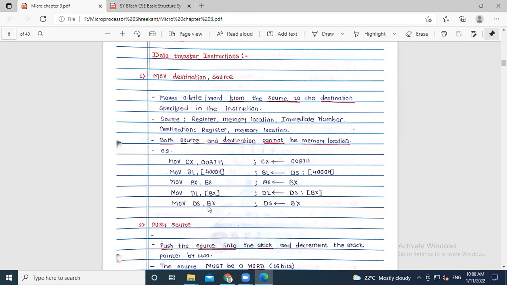So what is BX? It is a 16-bit register. The value contained in that 16-bit register is transferred into the DS register, which means the data segment, by the help of the MOV instruction. So this is the meaning of the MOV instruction. Very clear. We use move instructions to transfer data from the source to the destination, and these are some examples that I explained. Just go through it, very easy.